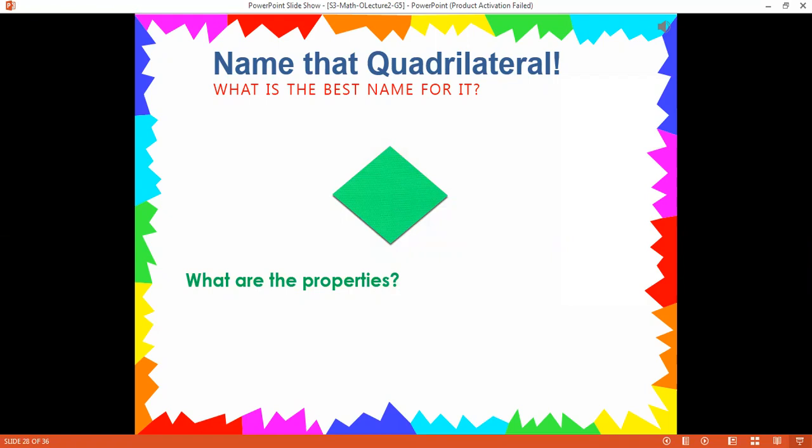4 equal sides. What else? Opposite sides that are equal and parallel. Very good. Then if it has 4 equal sides and the opposite sides are parallel and the opposite sides are equal, then what do we call it? Rhombus. It's a rhombus. Very good.